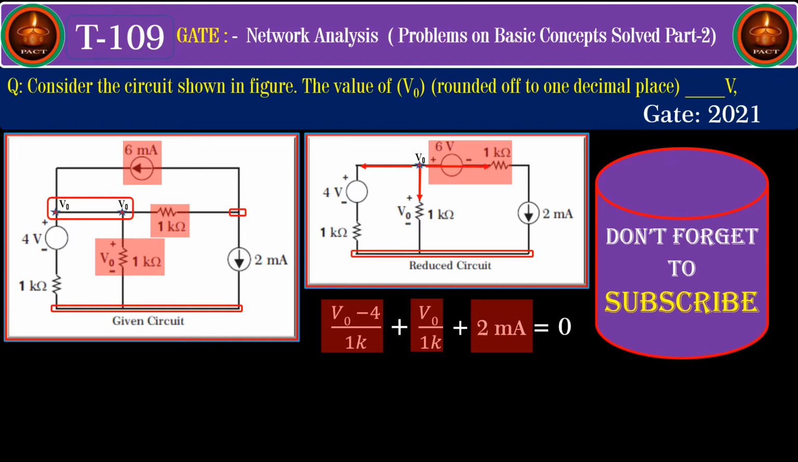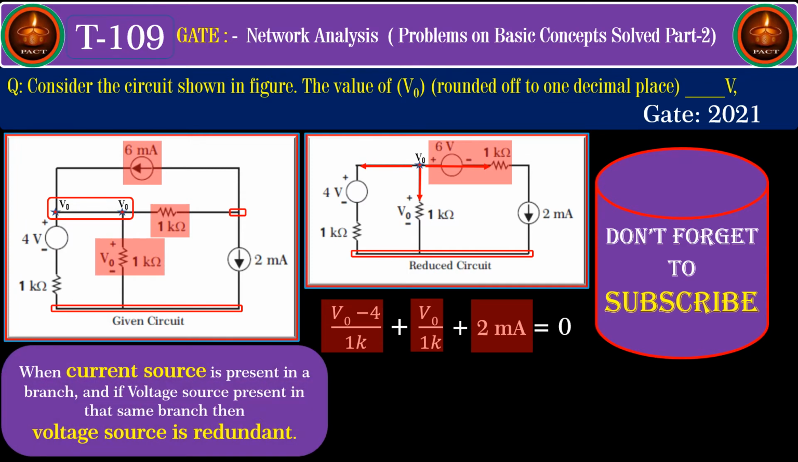Here is an important concept that you have to understand. You see that in the branch containing the 2 milliampere current source, there is a voltage source of 6 volts. If a current source is present in a branch and a voltage source is present in the same branch, then the voltage source is redundant. That's why we have just taken 2 milliampere, which is going away from this junction phi naught. So, this is the concept that you have to understand.